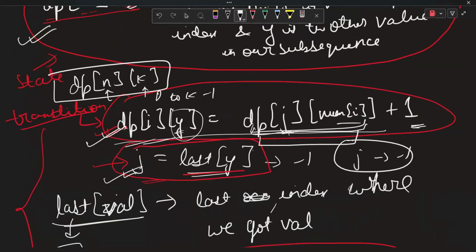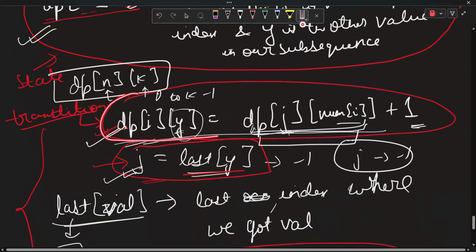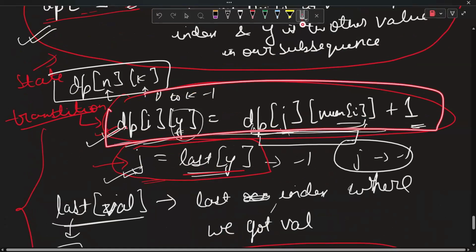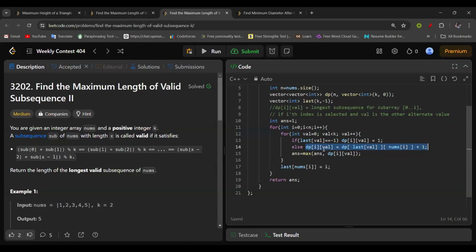My transition was dp[i][y] is dp[j][nums[i]] plus 1, and this j was last[y]. So that's what I have written. dp[i][y] is dp[last[y]][nums[i]] plus 1. So dp[i][val] is dp[last[val]][nums[i]] plus 1. So this is my transition.